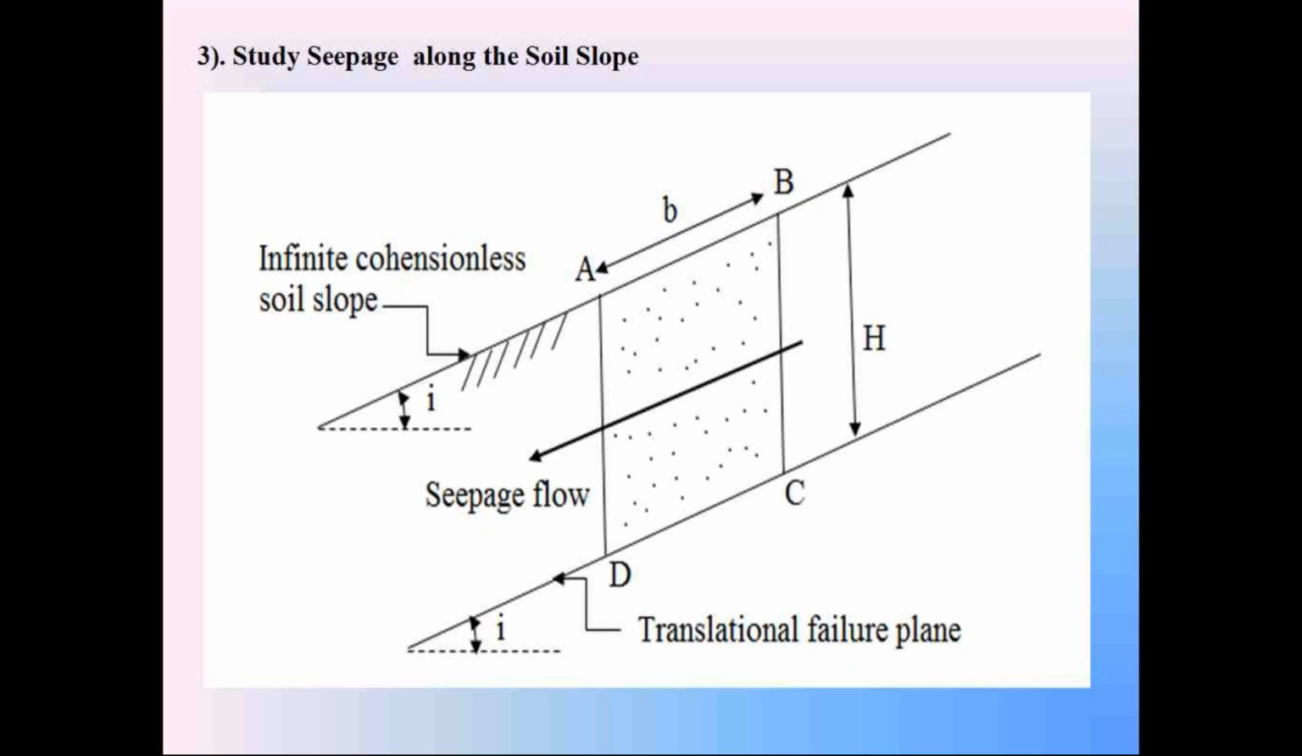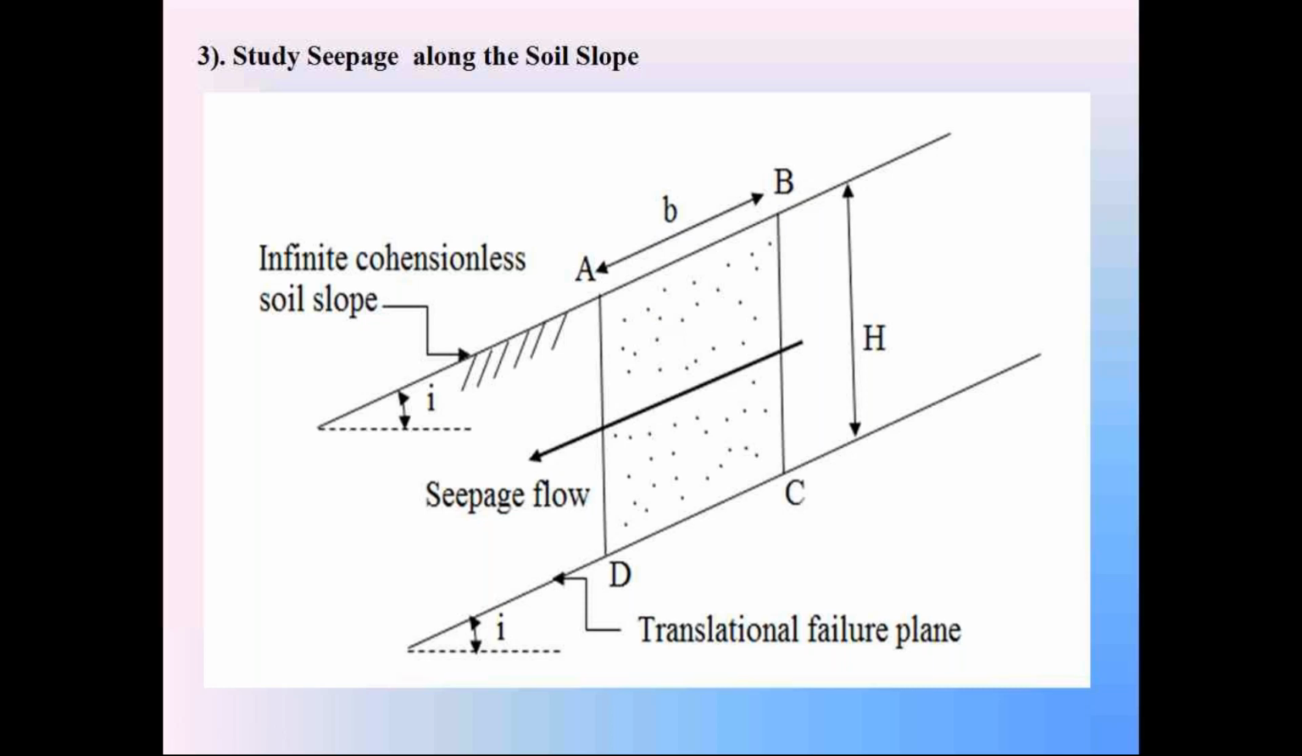So check the diagram. In the diagram, we indicated the seepage flow in the infinite cohesionless soil slope. This is the direction of seepage flow. This seepage flow direction is parallel to the infinite cohesionless soil slope AB. Because of this seepage flow, the entire soil in this soil slope is in saturated condition.